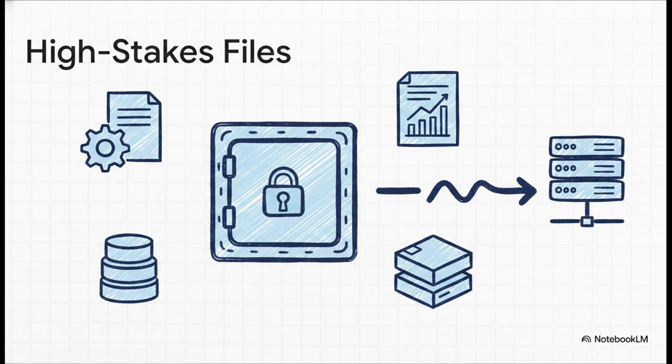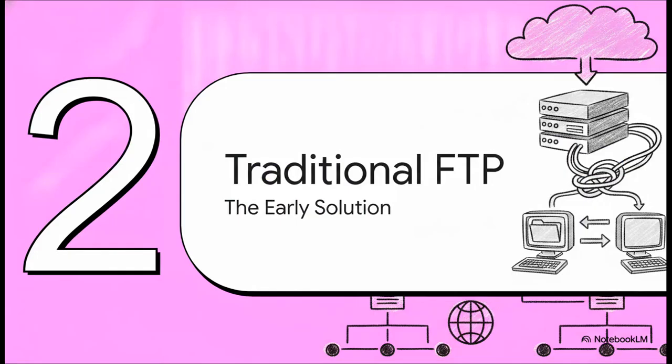And the sheer scale of this problem is, well, it's massive. Every single day, organizations are moving application code to production servers, they're exchanging giant database backups, sharing highly confidential business reports, moving massive configuration files and huge datasets. We're literally talking about the lifeblood of an enterprise system here. You absolutely cannot afford for these files to get lost or corrupted in transit. The network desperately needed a specialized system just for transferring files. Which brings us to Section 2, enter traditional FTP.